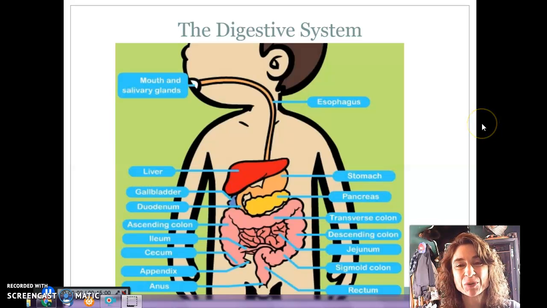Okay, here we go. We're going to start the digestive system. The digestive system is really very simple. One long tube from the mouth to the anus. There's a couple accessory organs that we will discuss, but again, not too hard, pretty simple system to learn.